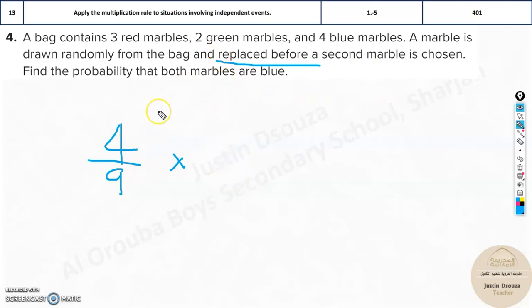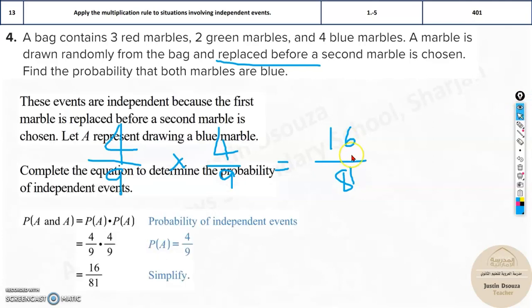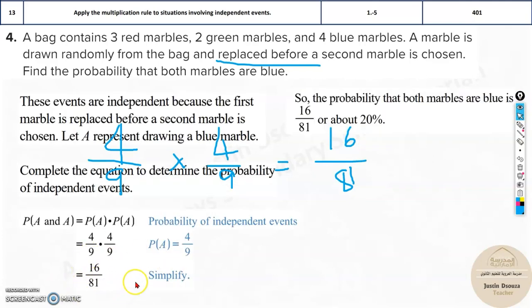Now in the next try it should have been 3 by 8, but they have told us it is replaced. Okay, you choose a marble. I got blue color, put it back. Now again I'm choosing it, so it's going to be the same thing, 4 by 9 itself, because the total marbles are 9 and there are 4 blue marbles. The probability that both will be blue is 4 by 9 two times. That will be 16 by 81. So that is the answer.